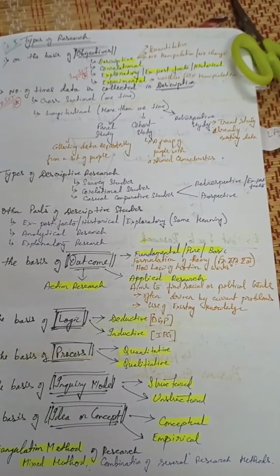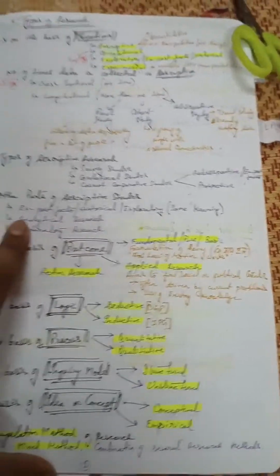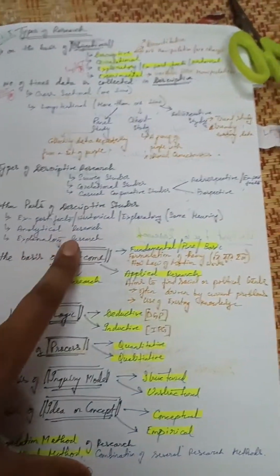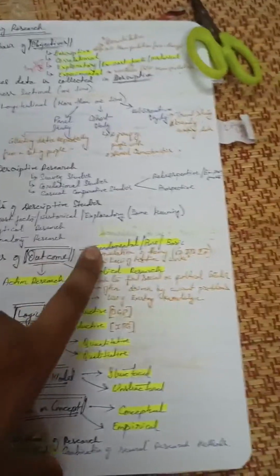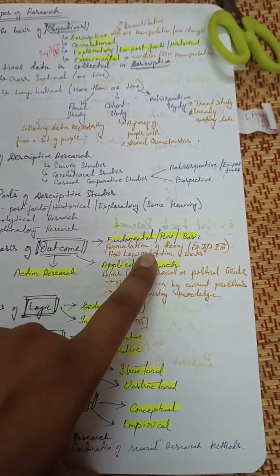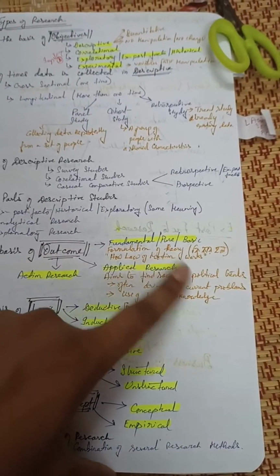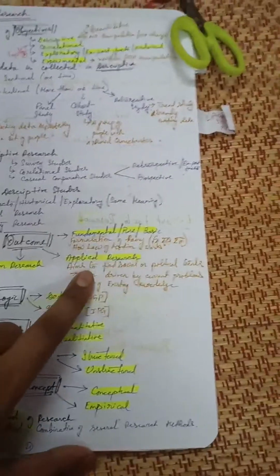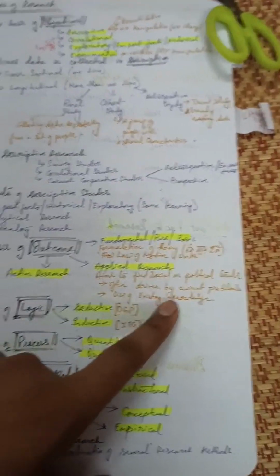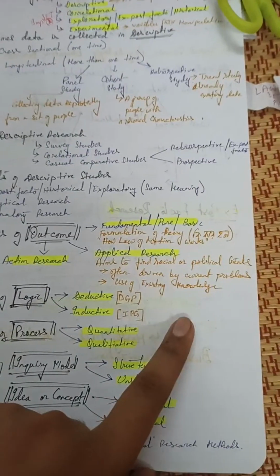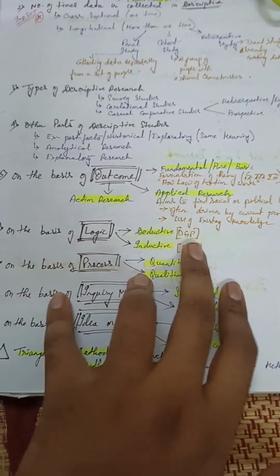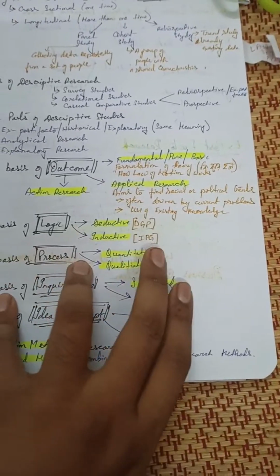Now we have, as I have discussed, the other parts of research: ex post facto or historical, explanatory research, analytical research. On the basis of outcome, we know fundamental research means the pure or basic one, how formulation of theory occurs, how the law of motion works. Applied means aims to find social or political trends, often driven by current problems, using existing knowledge. On the basis of logic, we have deductive, that is general to particular, and inductive, that is particular to general.